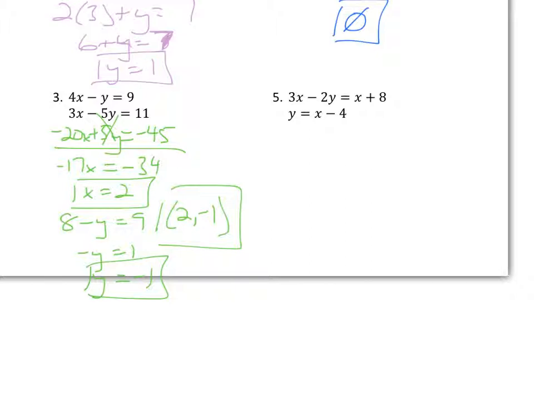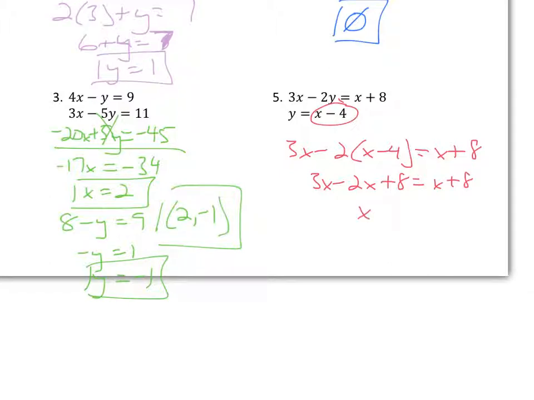And the last one is set up pretty easily for us to do substitution. So I'll plug in x minus 4 for y, and we'll get 3x minus 2 times x minus 4 equals x plus 8. So we've got 3x minus 2x plus 8 equals x plus 8, which is x plus 8 equals x plus 8. Well, now we can see that we have the same thing on both sides. So you can subtract off your x's, you're left with 8 equals 8, and this is a true statement this time. So the answer is all solutions. That's all for this section.